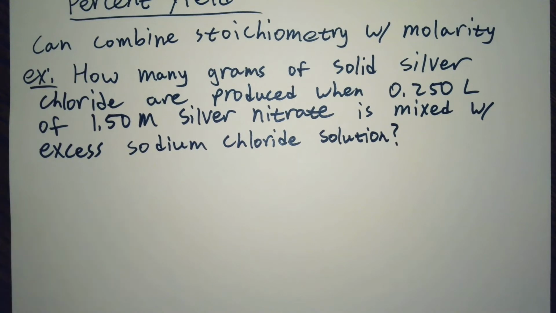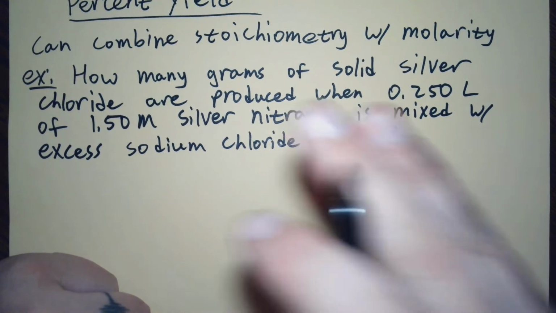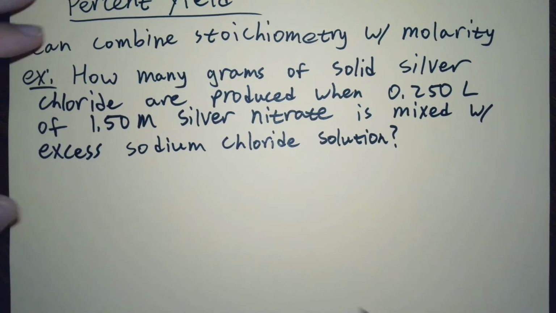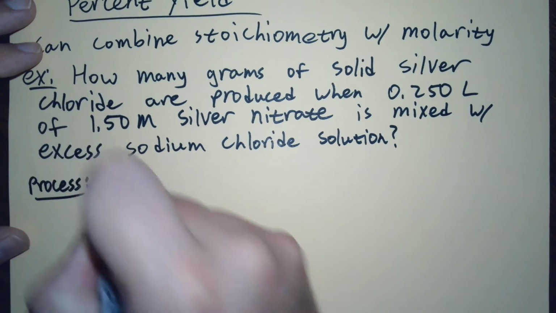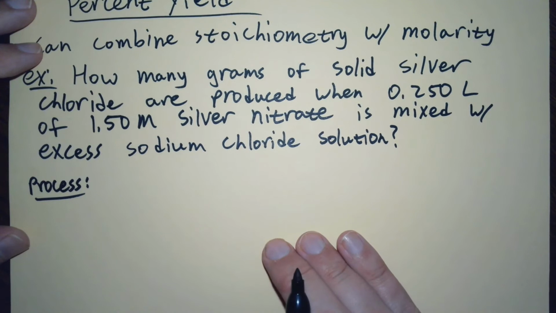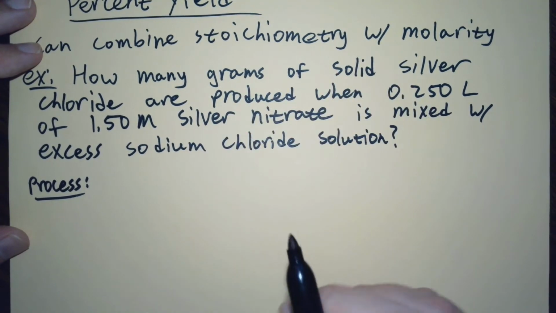What type of reaction is this, by the way? What do we got here? Well, it's a precipitation. It'll probably be easier to see when we write the chemical equation, but we're going to have a precipitation reaction. And so here's our process. It's very similar. Stoichiometry is still involved because we're switching between compounds. Or rather, it's these two compounds we're switching between.